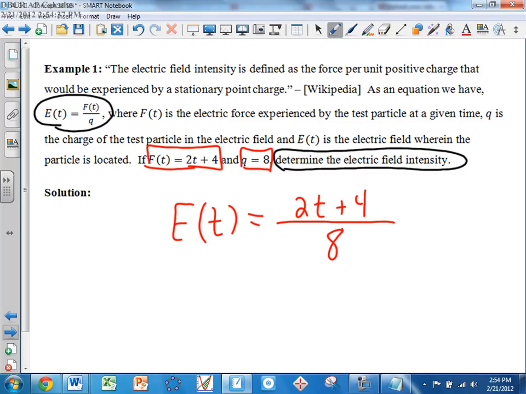Those both go into the formula. F of T goes in the numerator, Q of T goes in the denominator. And now at this point, what do you notice? What can cancel out of the equation? What is it? What's in every term here? 2. A 2 is in everything, right? Again, everything is divisible by 2.